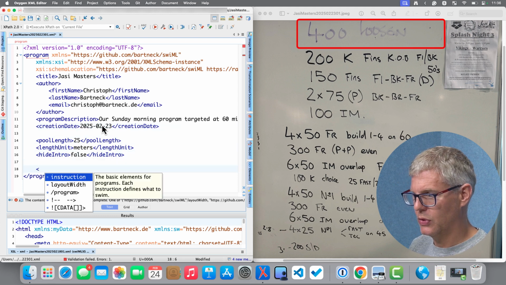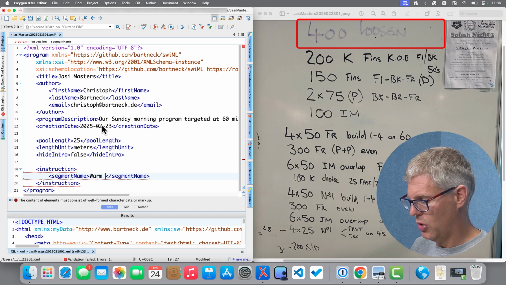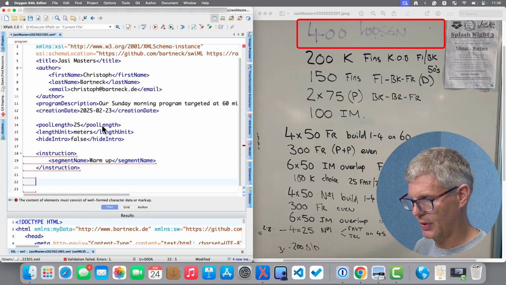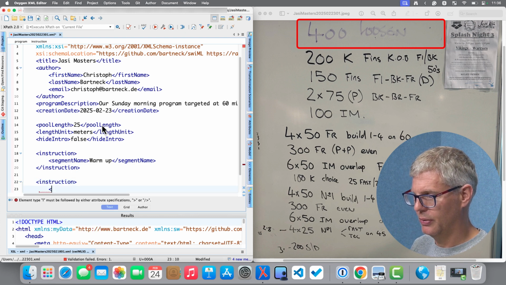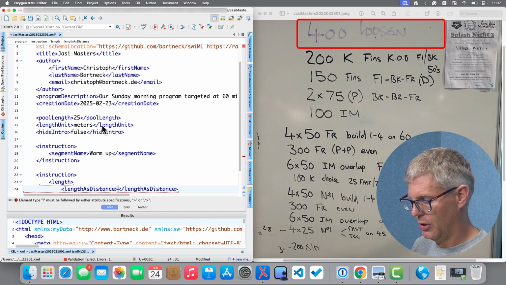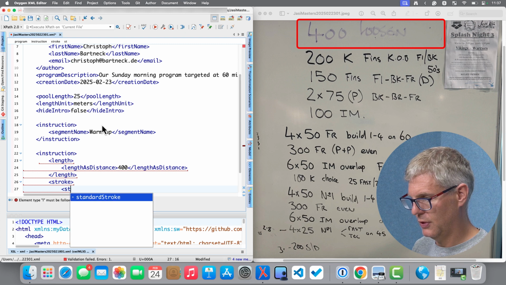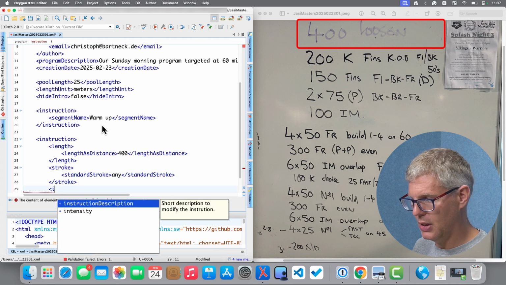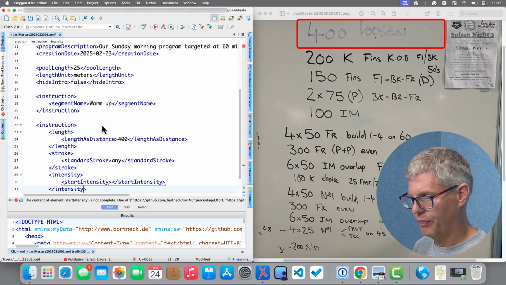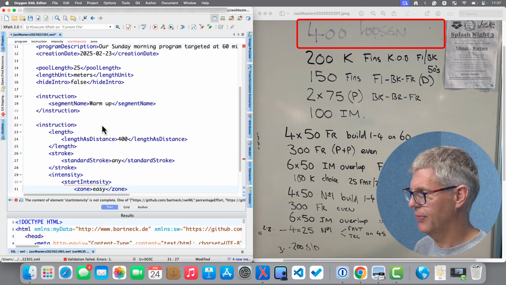And we start, as usual, with a new segment, the warm-up. And we have our typical 400 meters warm-up. So this is quickly done, and we only have to add an intensity as a zone. Easy. Now that's it.